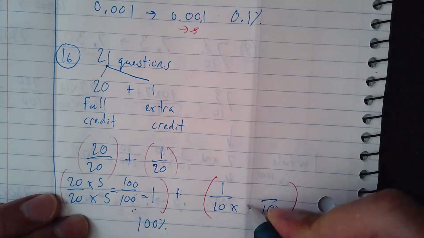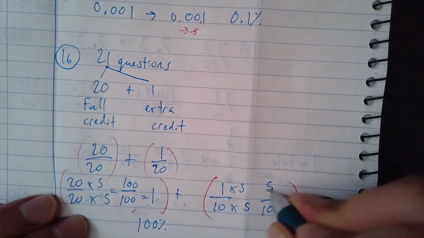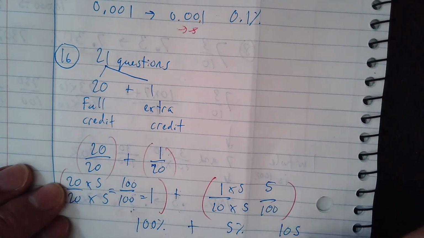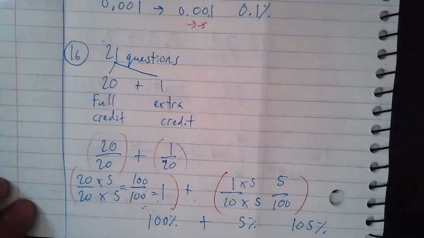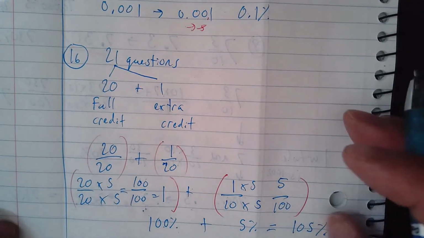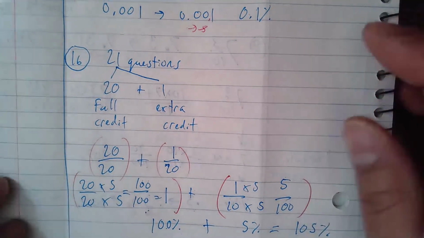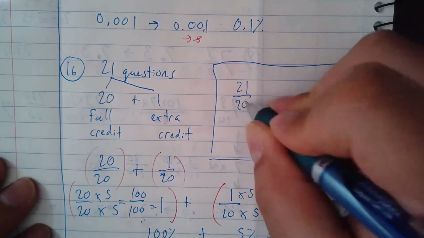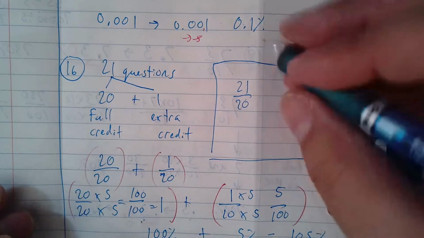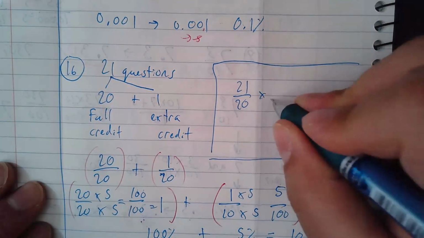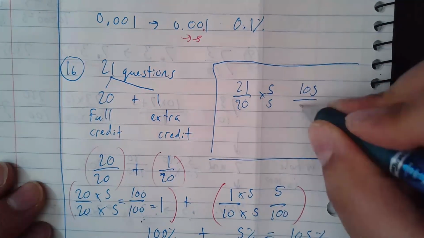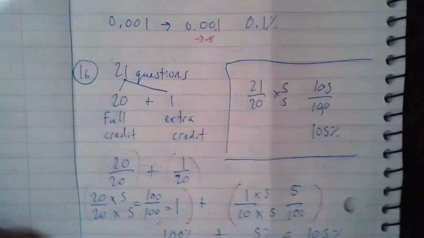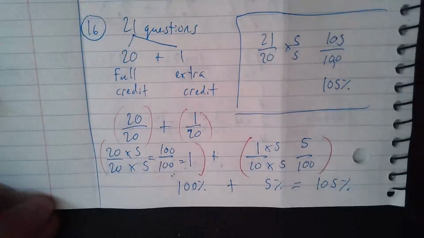Now here, 20 times 5 gives you 100. 1 times 5, 5. 5 per 100, 5%. Add that together, 105%. And that's the final answer. Okay? It should make sense. Another way you could have done this: 21 questions out of 20, because 20 is the full credit, right? And the 21st, the extra one, is extra. 105 per 100, 105%. Same idea, much quicker, but this explains where that came from. Okay? All right, that's it.